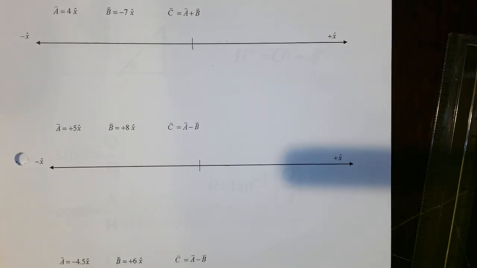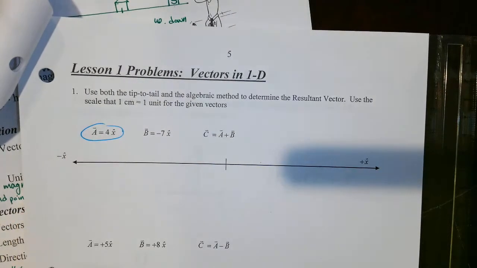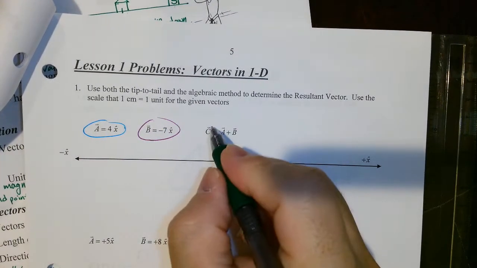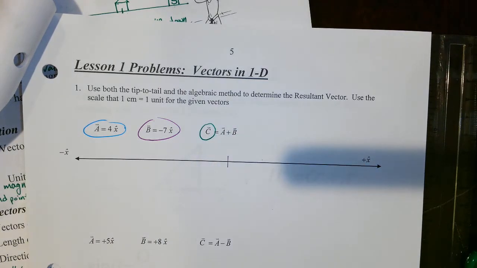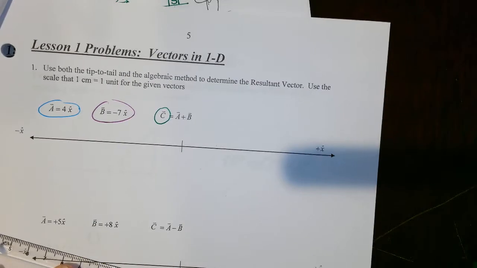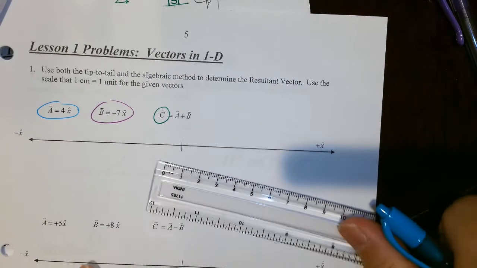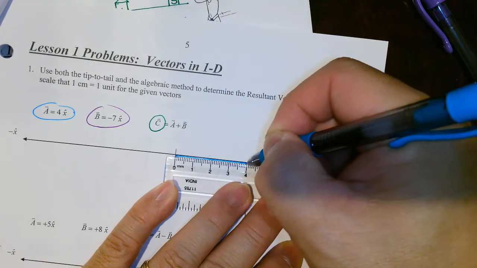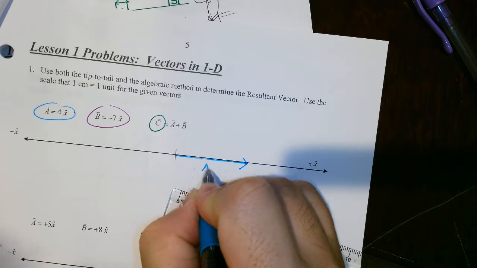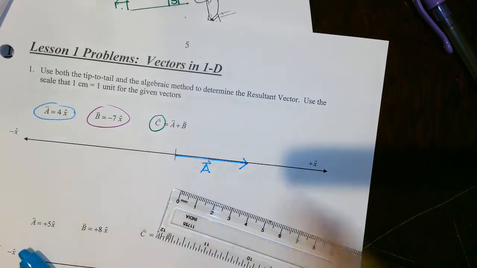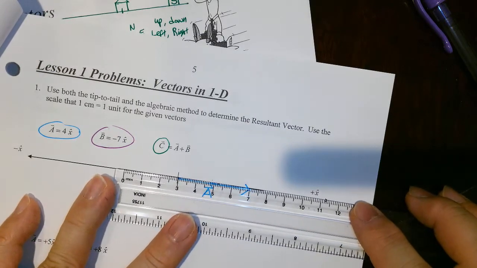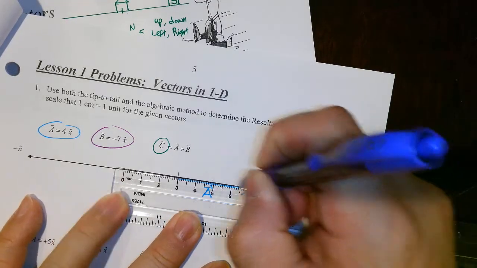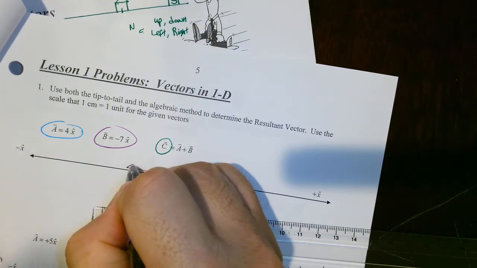All right, so let's take a look at this. Again, I'm going to represent the A vector with my aquamarine blue, my B vector with my passionate purple, and my vector C, which is the resultant, with my environmentally friendly green. So if I represent my A vector starting at the origin, 4 units represented by 4 centimeters in the positive X direction, here is my A vector. And my B vector happens to be 7 units in the negative X direction. Starting from the tip of my A, I will go 7 units in the negative X direction. So here is my B vector.